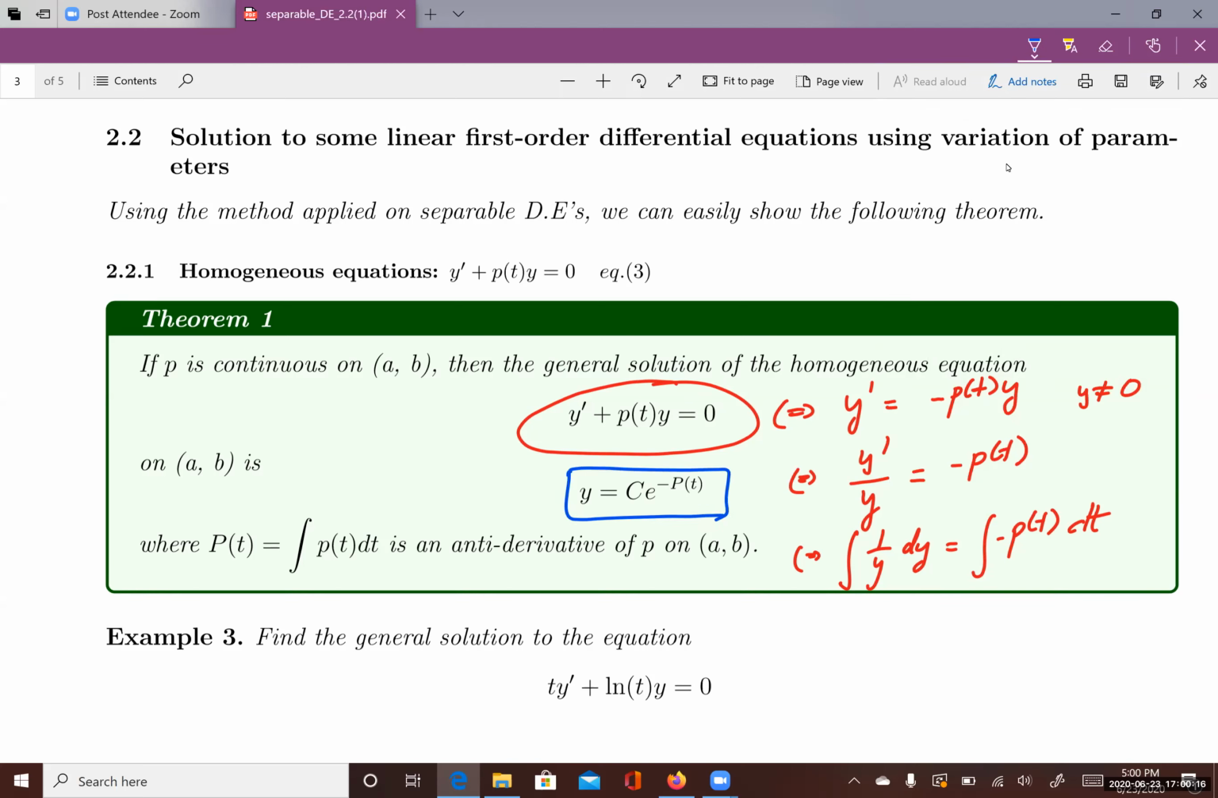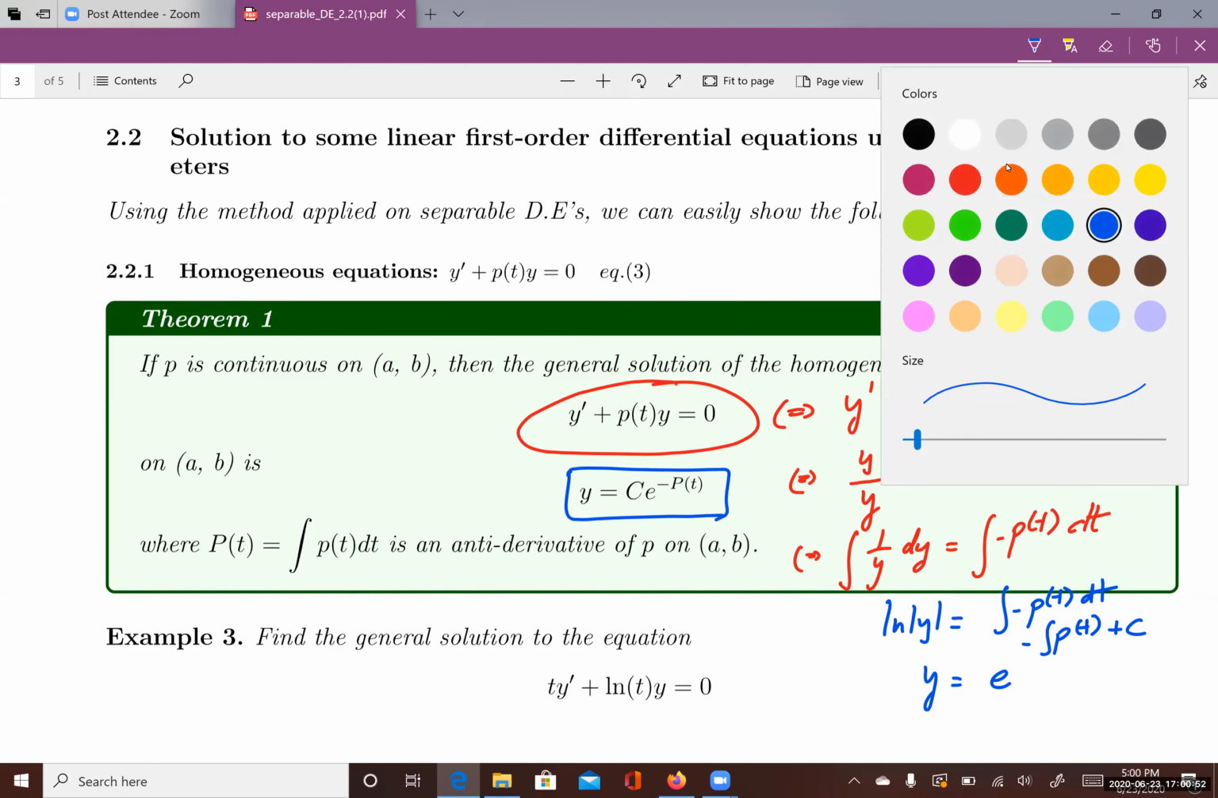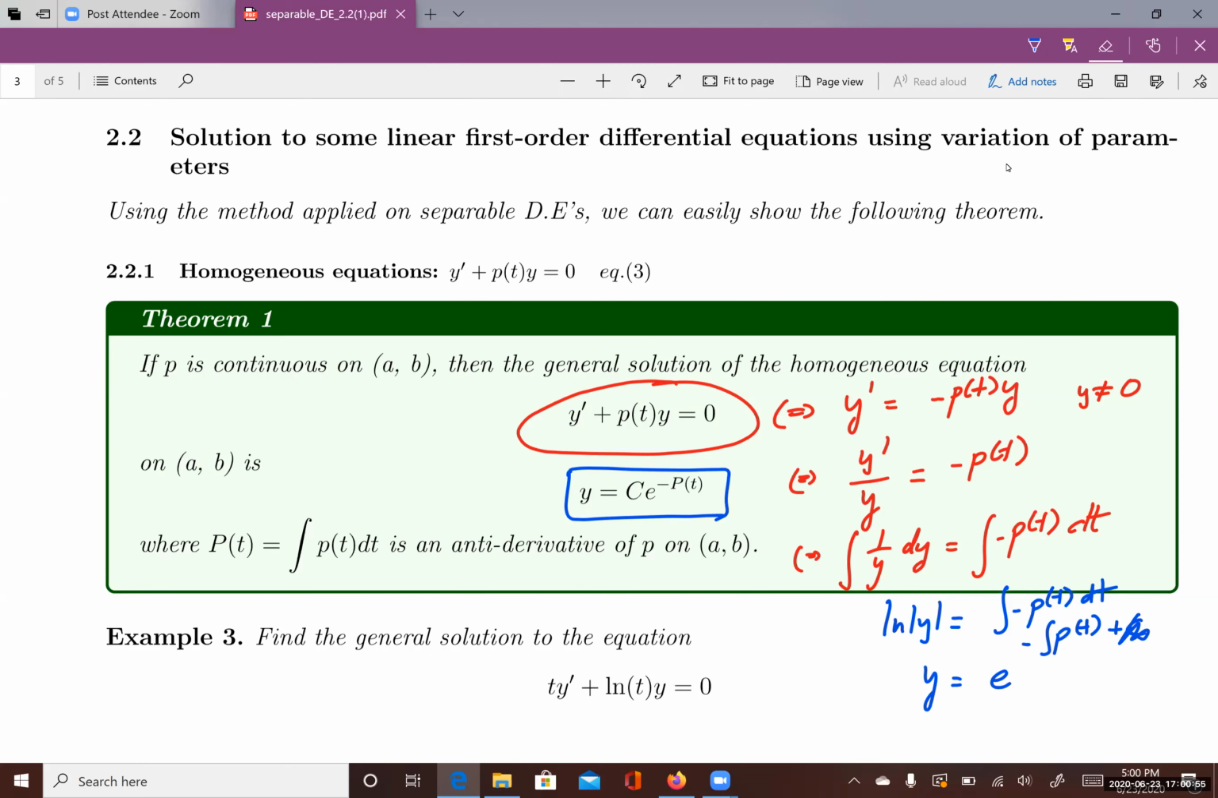It's because if you keep doing this problem, you have ln y equals the integral of negative p(t) dt, right? And then y equals e to the integral of negative p(t) dt, plus c. If you want to have plus c, you just find the antiderivative and plus c here. And then again, you can move c, e to the c, e is a constant, so you can move the c to the front.